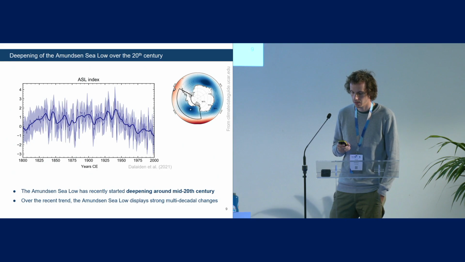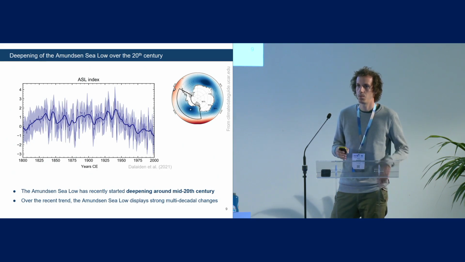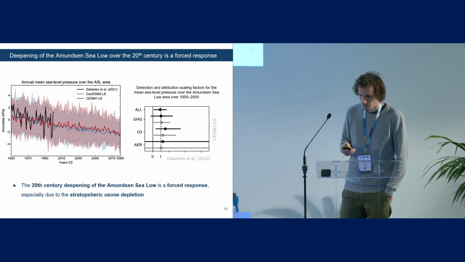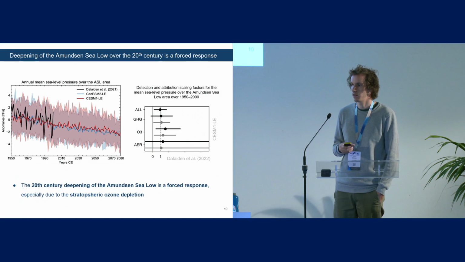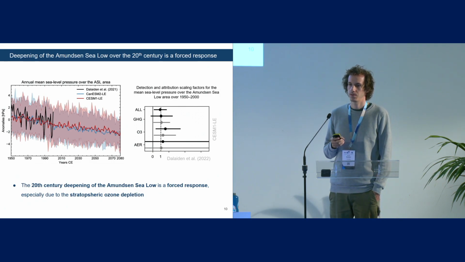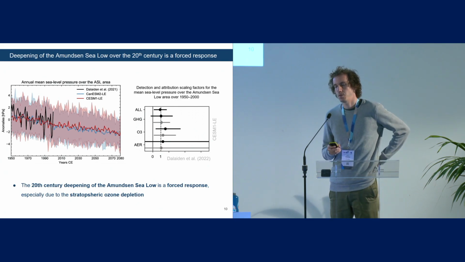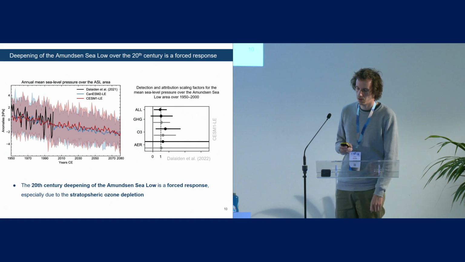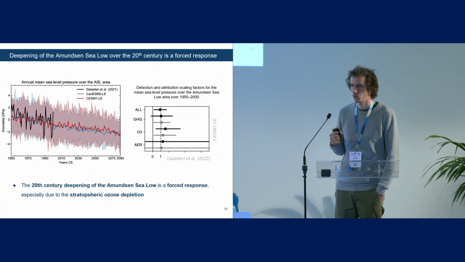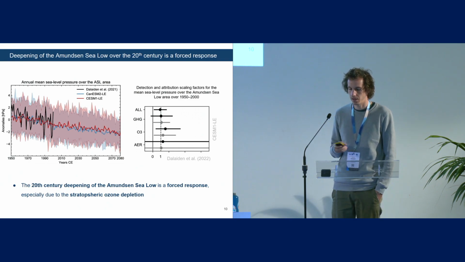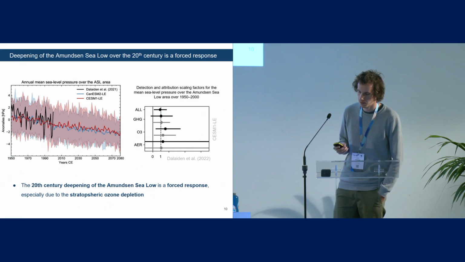It's quite clear that we have a more cyclonic situation since the mid-20th century. And because this result was quite interesting for us, we wanted to know if this recent deepening of the Amundsen Sea Low can be attributed to the anthropogenic forcing, for instance, or it was just part of the natural variability of the climate system.